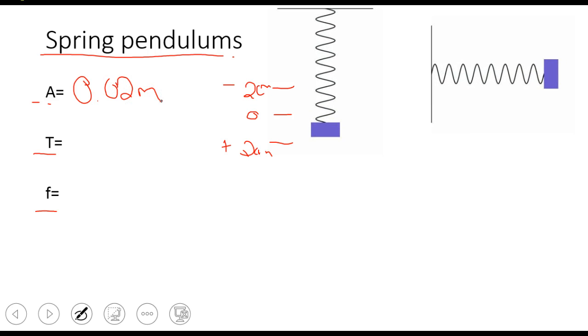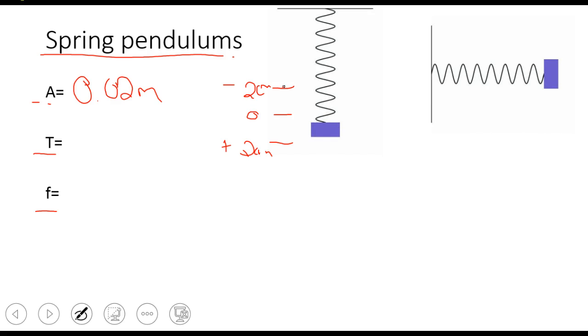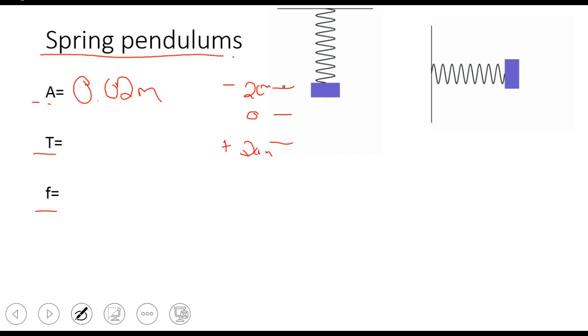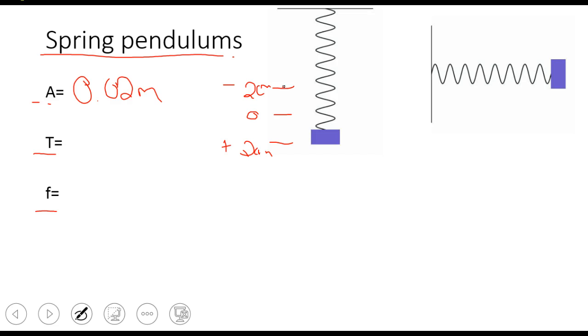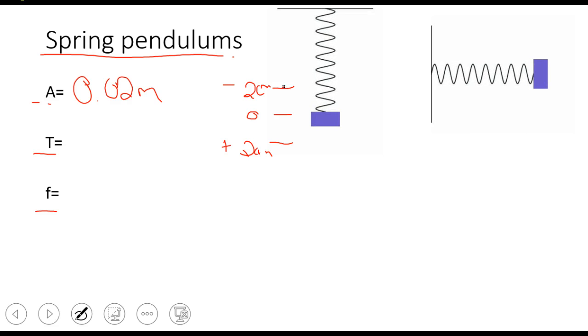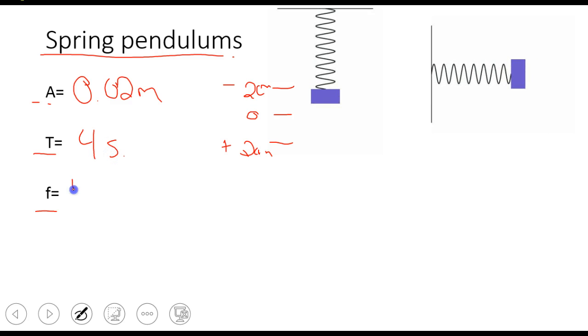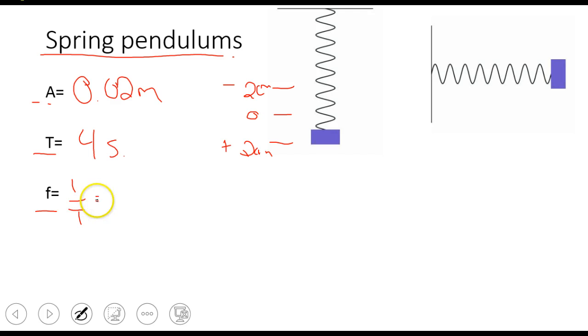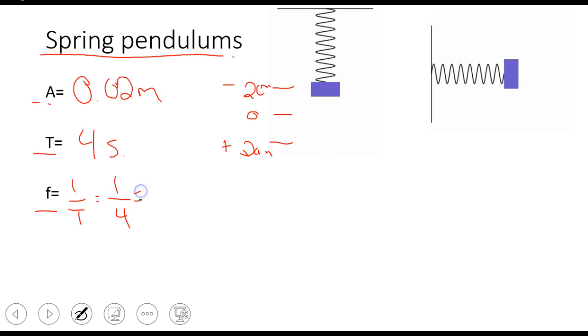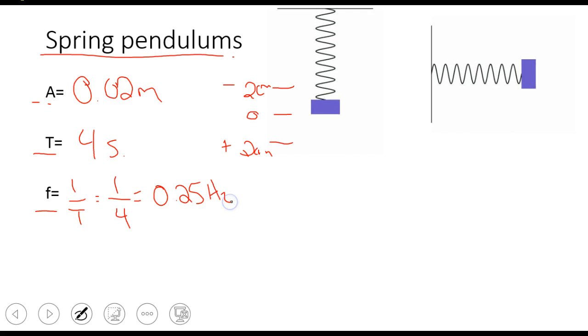Now the period of this oscillation, I'm going to count it from the top, right up here, is the time it takes for 1 revolution, right? And so I'll wait for it to get to the top, and 1 Mississippi, 2 Mississippi, 3 Mississippi, 4. And so again, we've got a period of 4 seconds, which means my frequency is equal to 1 over the period, which is 1 over 4, and that's 0.25 hertz, right?